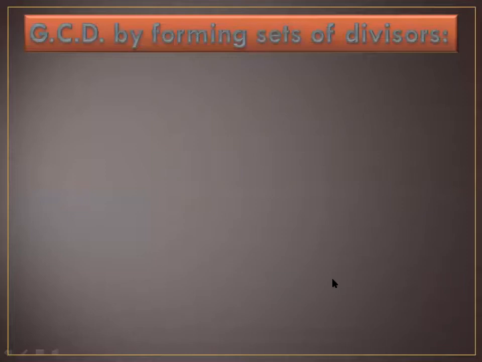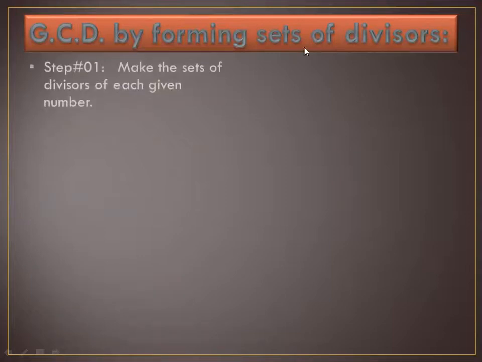GCD by forming sets of divisors. Now, step by step, we will find out how you can find the GCD by forming sets of divisors. Okay, so what will be step number one? How will you start? Step number one: make the sets of divisors of each given number.